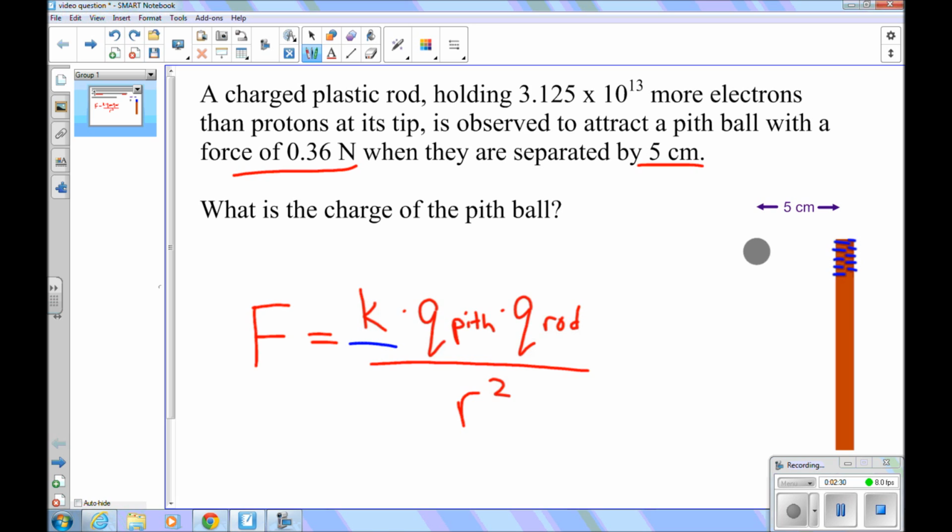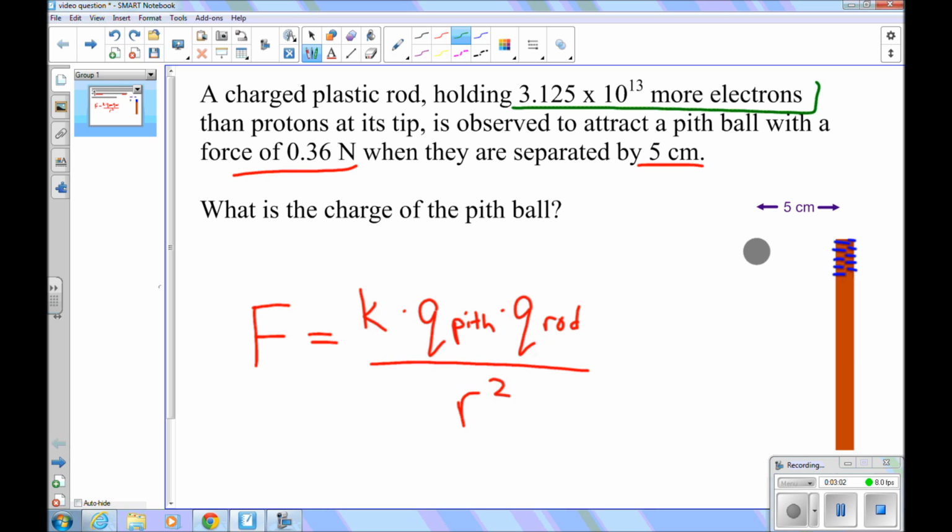Now, this number k here is just a constant. It's that 9 times 10 to the 9 number. So I know everything except for the charges of these two things. If I wanted to know the charge of the pith ball, if that is the variable I'm looking for, then before I can actually solve this, I'm definitely going to need to figure out what the charge on that rod is. So let's stop our work with Coulomb's law for the moment.